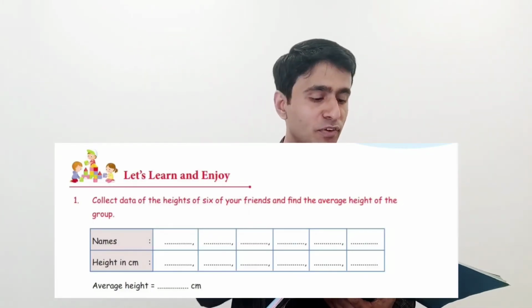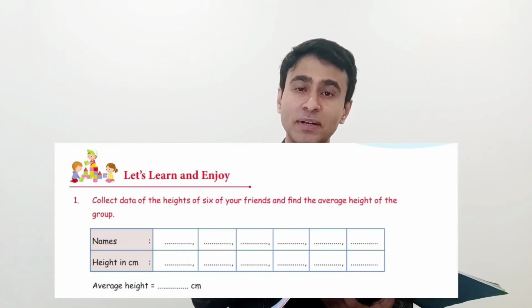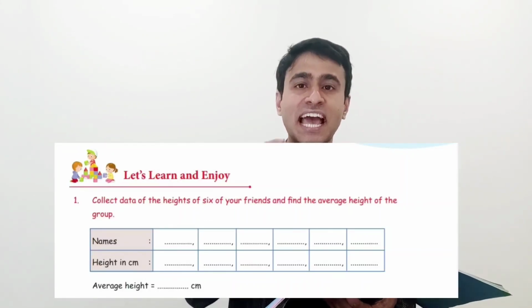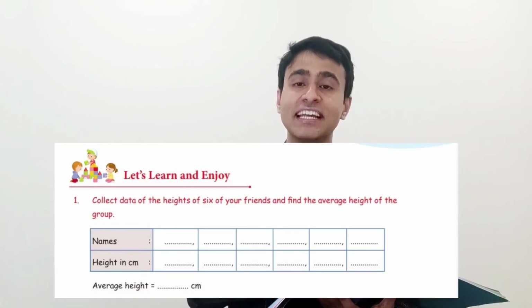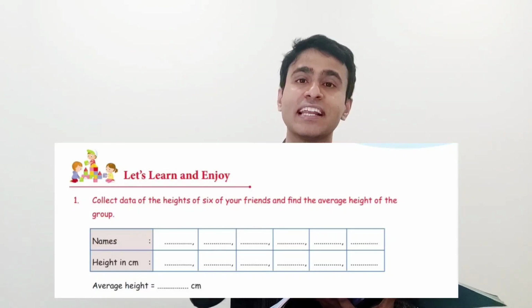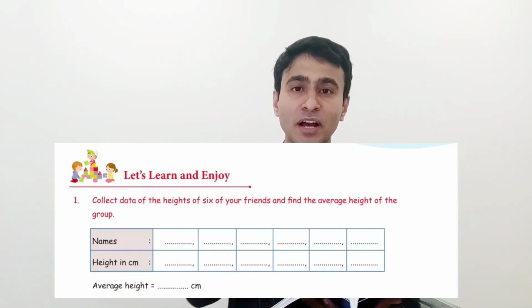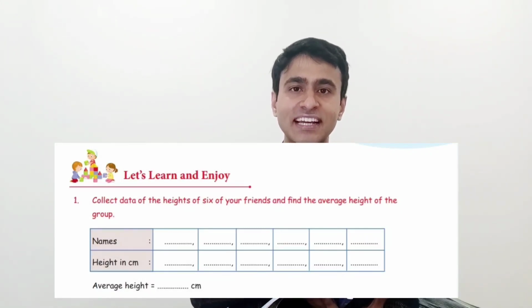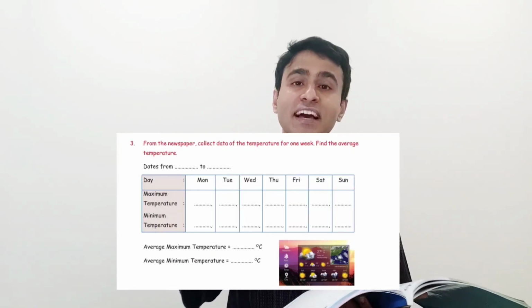So what you can do is to collect the data of height of 6 of your friends. Take 6 of your friends and there's a table given there, and write down their names and their height in centimeter. Once you take the data of 6 of your friends, now calculate the average height of 6 of them. You have some space given there to write the data and also to write the answer. I want you to do that. Also, question number 3, the activity number 3. From the newspaper, collect data of the temperature for 1 week, find the average temperature.